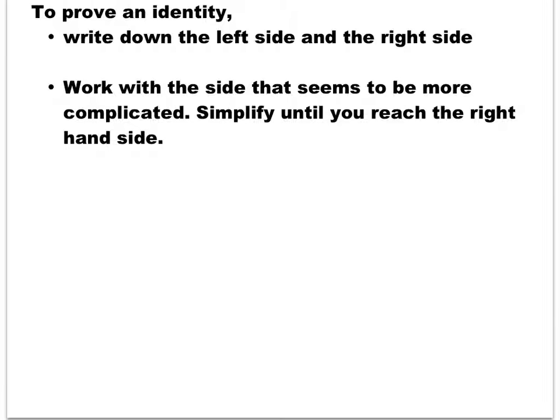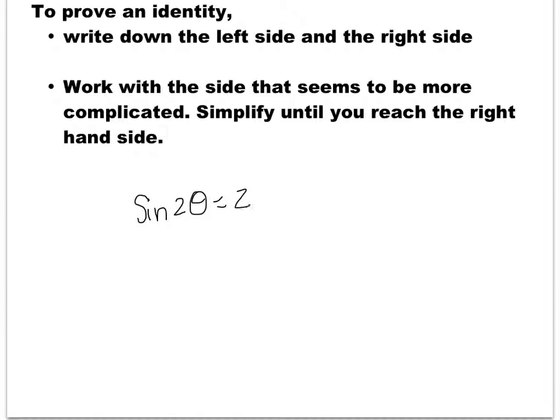Okay, now let's say I give you an identity like this one that you're not going to see in this course. You will see it in advanced functions. Something like, prove that sine 2 theta is equal to 2 sine theta cos theta. Now, just to make sure you understand this one, let's say theta is 15 degrees.